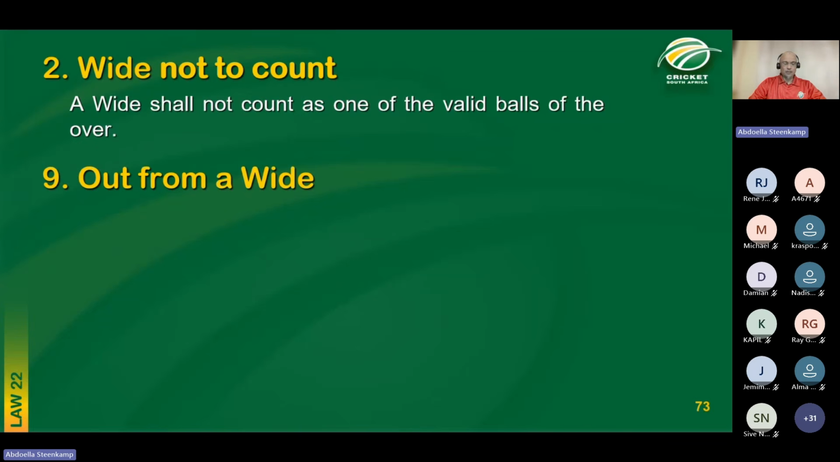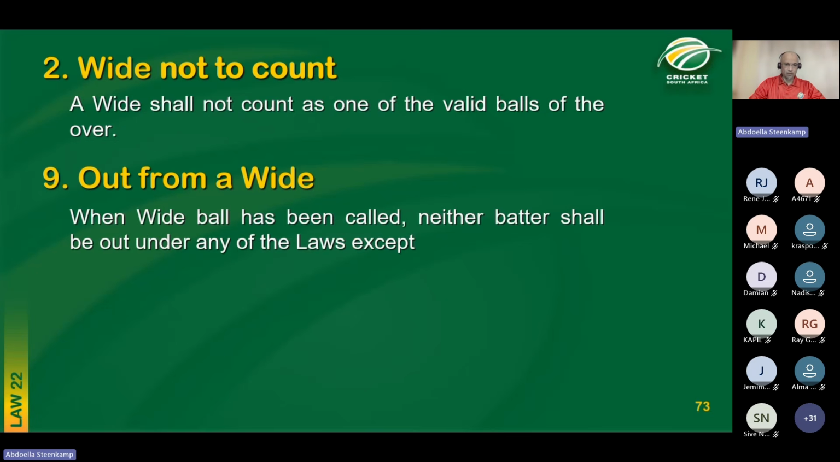As soon as a wide is bowled, that ball is not one of the valid balls of the over and needs to be re-bowled. Can you be dismissed off a wide? Yes, you can be dismissed off a wide. In total, there are 9 modes of how you can be dismissed. But as soon as wide is called, only 4 of those modes are applicable.